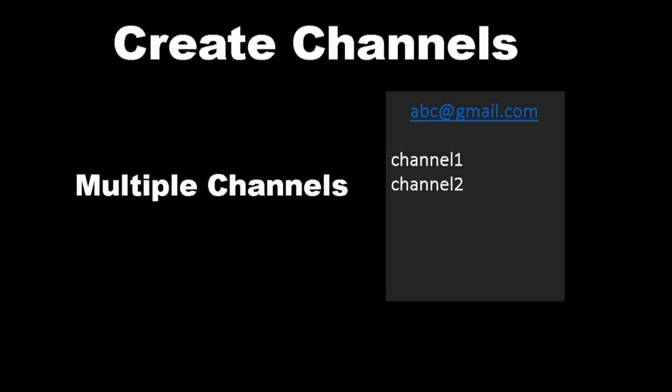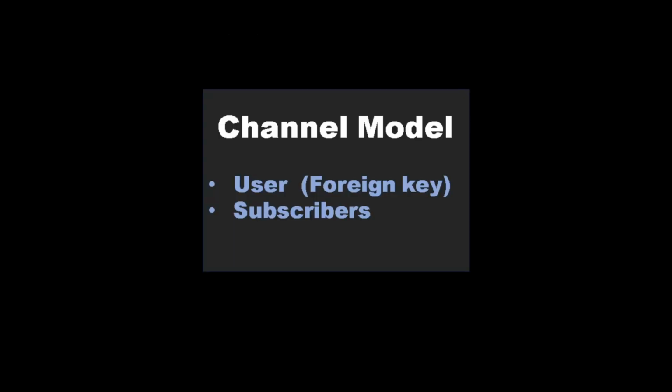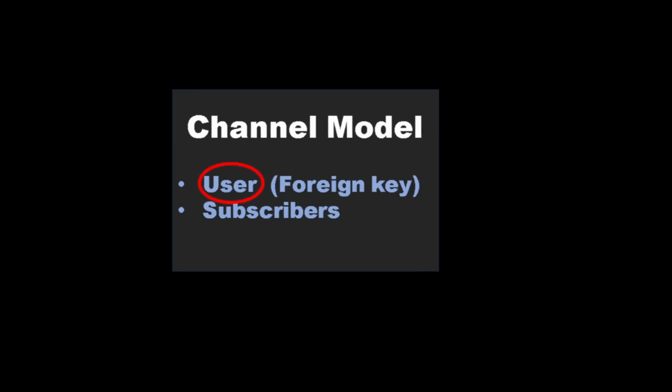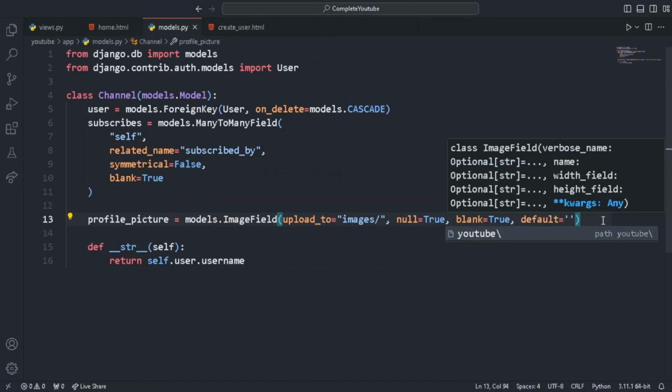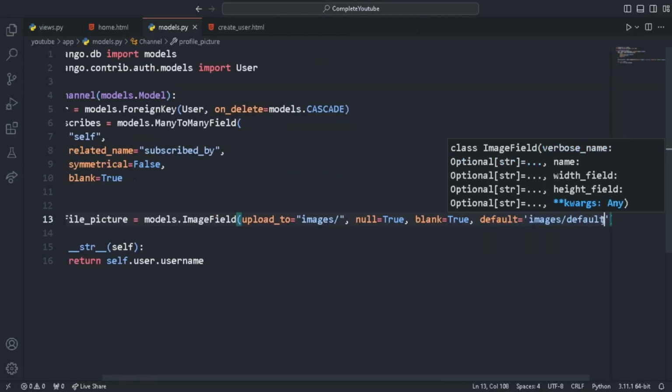Moving on to the next step, I focused on creating channels. In YouTube, users can create multiple channels with the same email address, so I decided to replicate this functionality. I designed a channel model that includes a user foreign key field, indicating that each channel is associated with a specific user. Additionally, there's a subscribers field to keep track of channel subscribers.